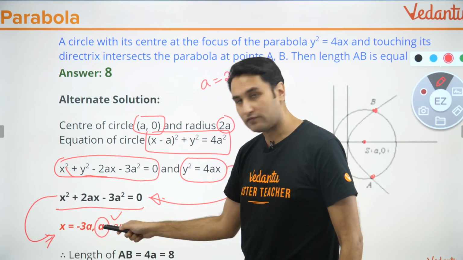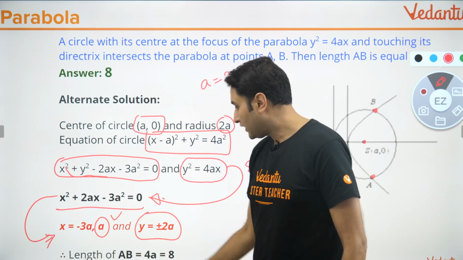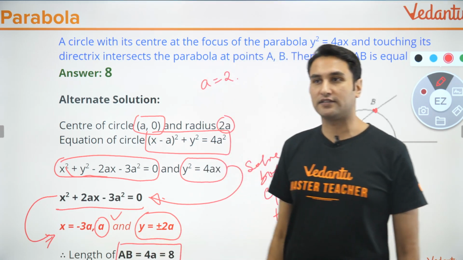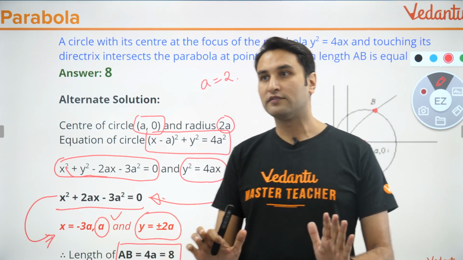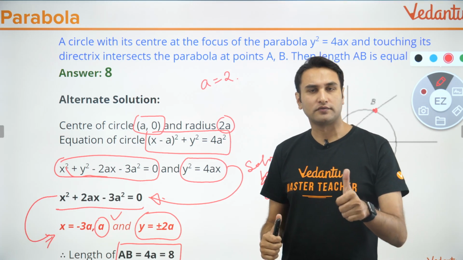So for x is equal to a, how much does y come to? Plus minus 2a. Hence the length of AB becomes how much? 4a, that is 8 in this case. Got it? Yes or no? Yes? Tell me how many of you got it? Yes or no? Quickly.